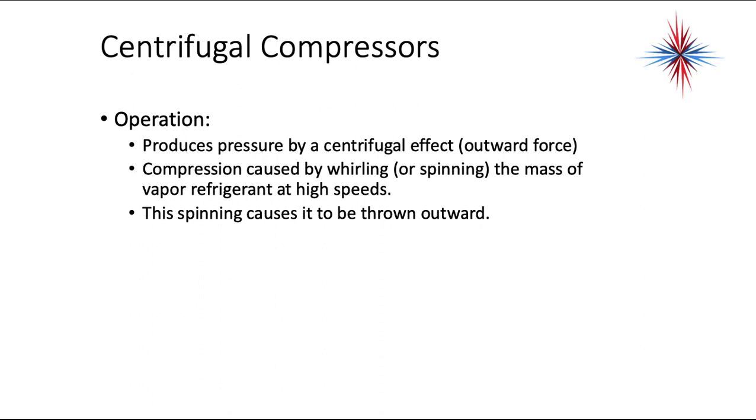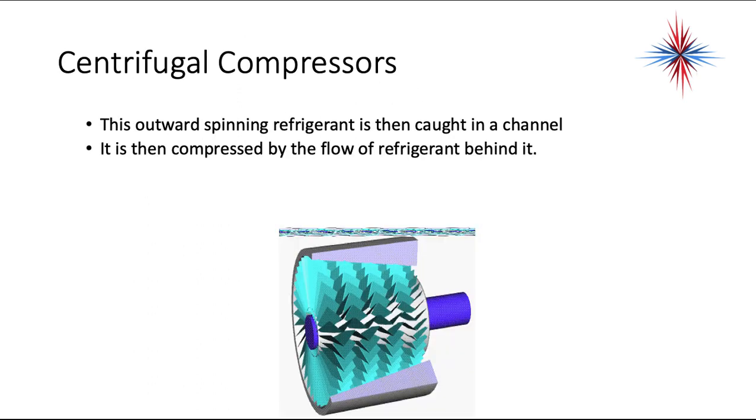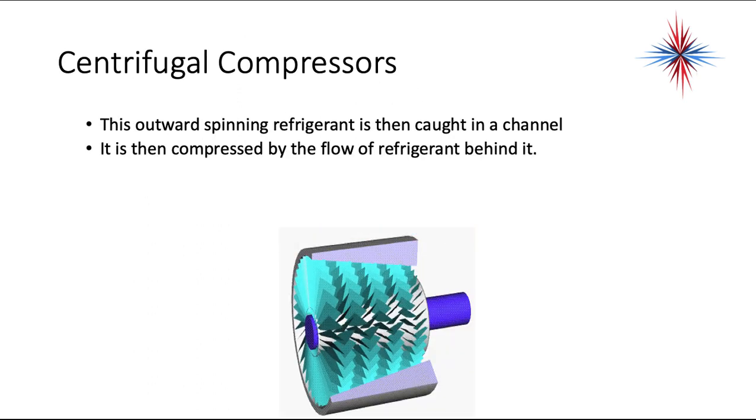Okay, so the operation of the centrifugal compressors is based on that centrifugal force, outward force. The compression is caused by whirling or spinning the mass of vapor refrigerants at high speed. The spinning causes that vapor refrigerant to be thrown outwards. Okay, that spinning refrigerant is then caught in a channel and is compressed by the flow of refrigerant behind it.